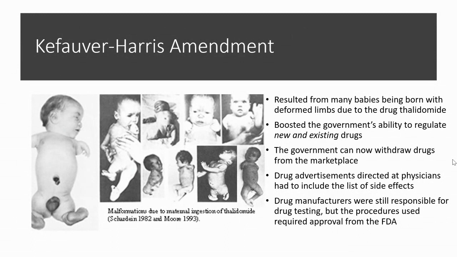A little bit after this, we have the Kefauver-Harris Amendment. What happened here was many babies were being born with deformed limbs, as you can see from the photos here, due to the drug thalidomide. The purpose of this amendment was to give the government more power in its ability to regulate new and existing drugs. So not just new drugs, now they can go back and look at existing drugs. The government now had the ability to withdraw drugs from the marketplace to make them unavailable. Drug advertisements directed at physicians had to include a list of side effects. And the drug manufacturers were still responsible for drug testing, but the procedure they used for drug testing had to be approved by the FDA.